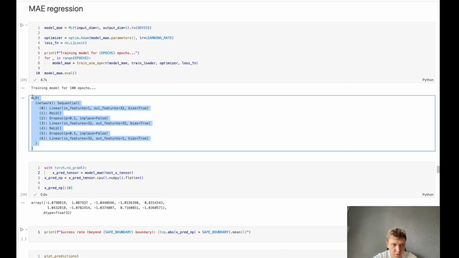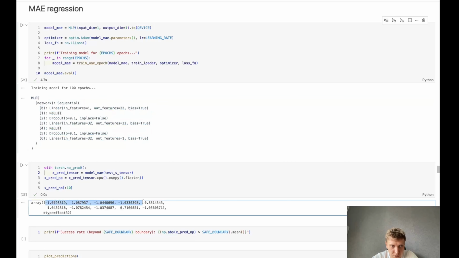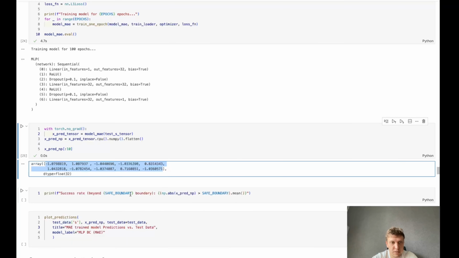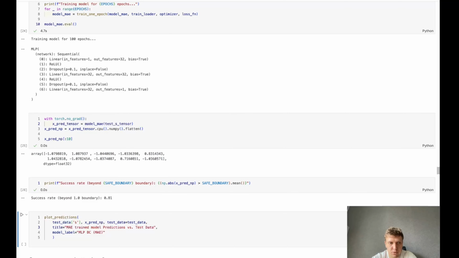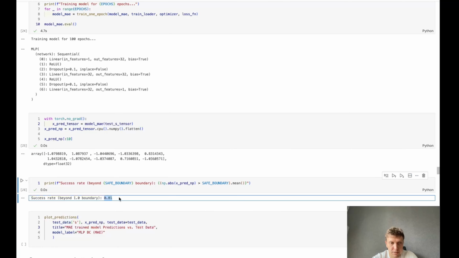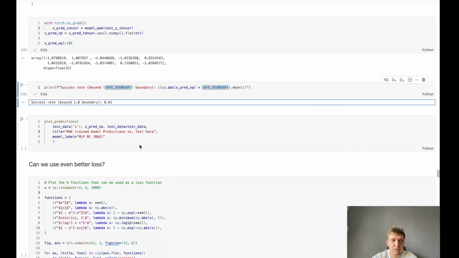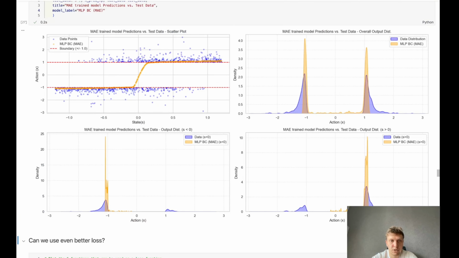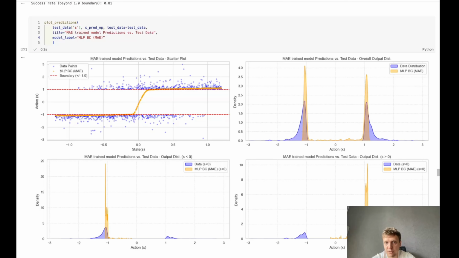You can see that the model is exactly the same. It has the same architecture. And now we can look at predictions. Actually, 8 out of 10 have higher than 1 absolute value. It means that this model seems to be much better. So let's compute the true success rate. And the success rate is 81%. So it's way, way better than the 20% that we saw for MSE loss. And we managed to achieve it by just doing a small adjustment.